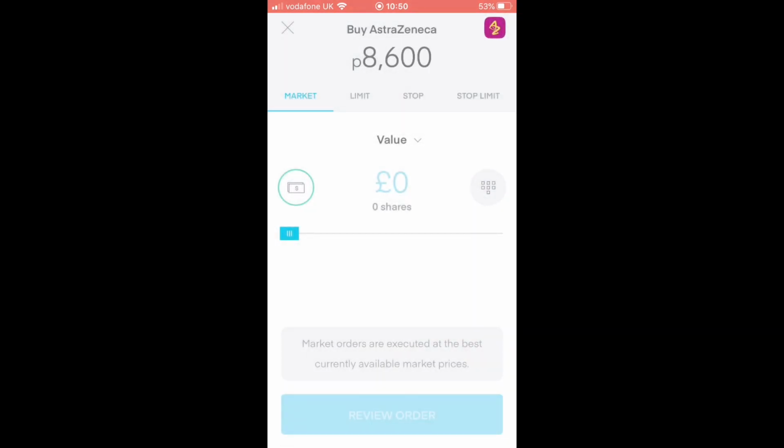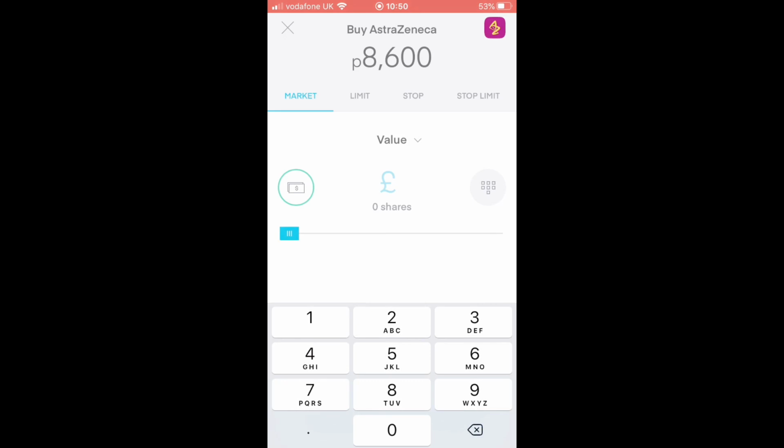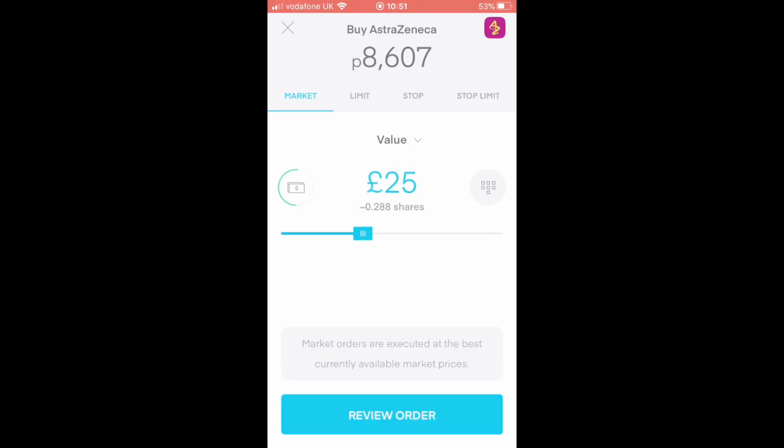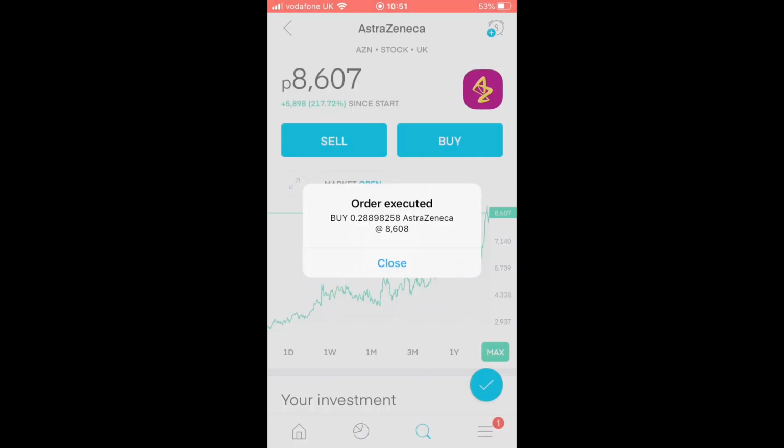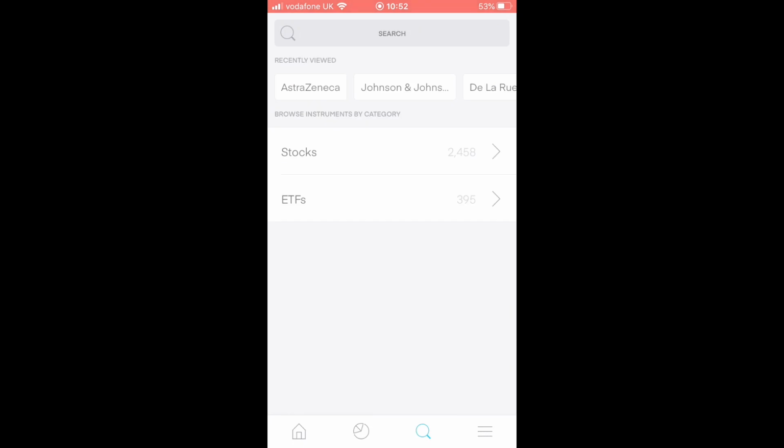So we'll tap value and then we'll input the amount of money we want to invest. Once we've input the amount of money we want to invest, we can simply tap review order and then we'll send the buy order. Here, because we're investing in a United Kingdom share, we'll pay a small stamp duty, in this case 12p. And there you'll see that the order has processed almost instantly and we're now investors within the AstraZeneca company.